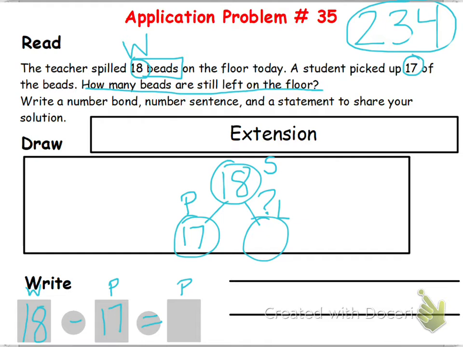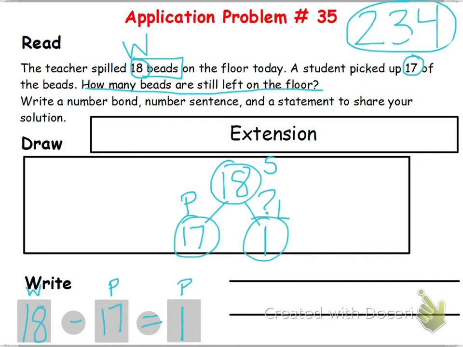Well, 18 minus 17. So if you have 18 and you pick up 17 of them, how many are left? Well, think about it. 17 is just one less than 18. So if you add 1 more to 17, you would get 18. Or if you would have 18, you would take away 17 from that 18, there'd be 1 left. So 18 minus 17 equals 1.